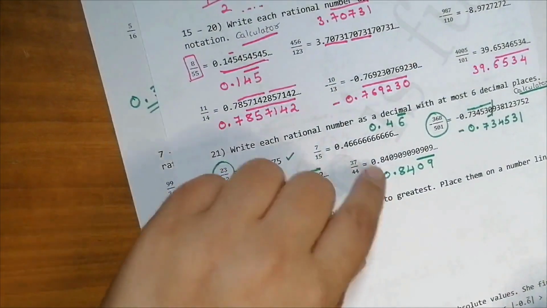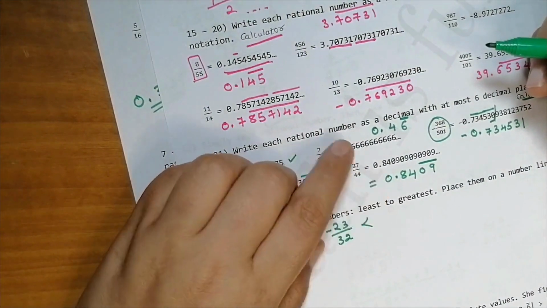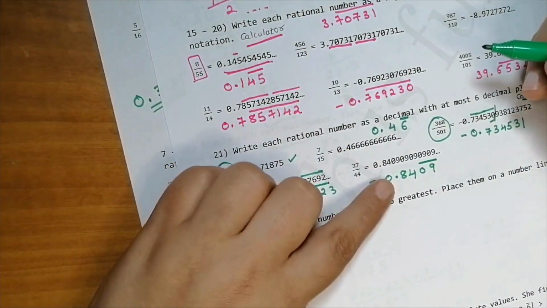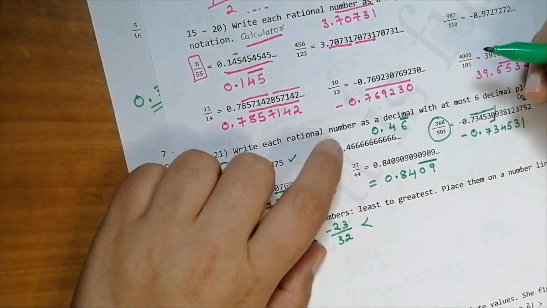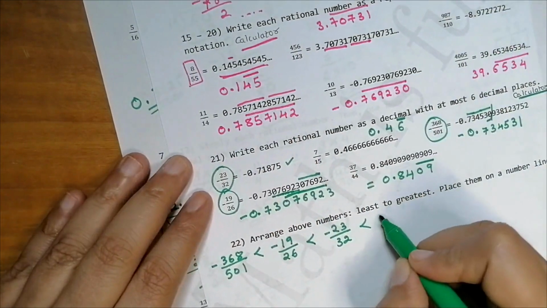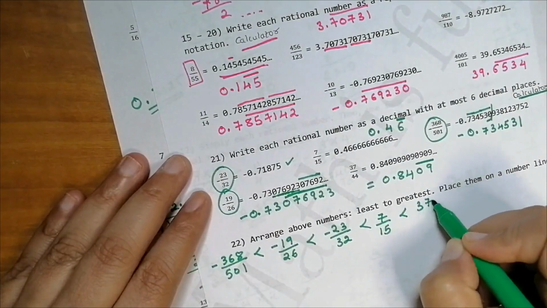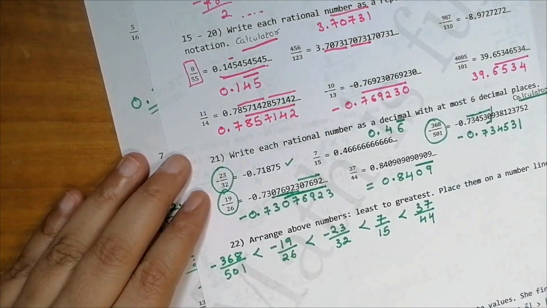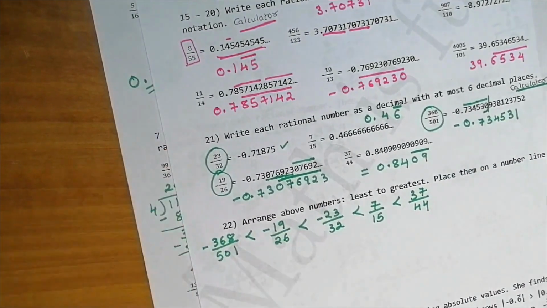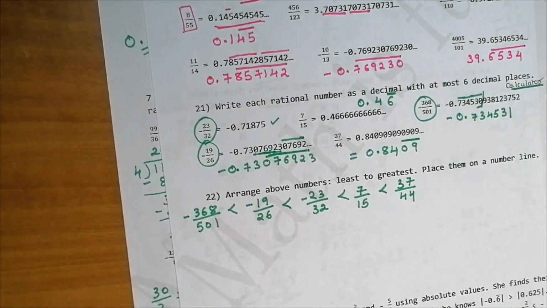Now we are left with these two positive numbers. Let's compare them. The first digit after the decimal here is 4 and here it's 8. So obviously this is bigger and this is smaller, so this number will come first. So this is 7 over 15, which is less than 37 over 44. This is how we arrange them. Then it says place them on a number line. So let's do our number line.